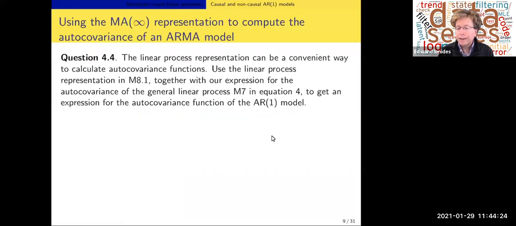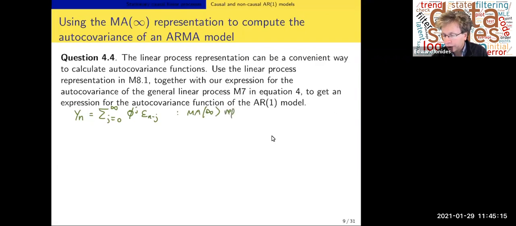Okay, so now we're just going to go through the calculation of using the MA infinity representation to compute the autocovariance of an AR1. And this will give you some feeling that maybe this MA infinity representation is useful for other ARMA models, but we're just going to do this simple case. So we have the MA infinity representation. Yn is the sum from j is 0 to infinity of phi^j epsilon_{n-j}, and this is the MA infinity representation of the AR1 model.